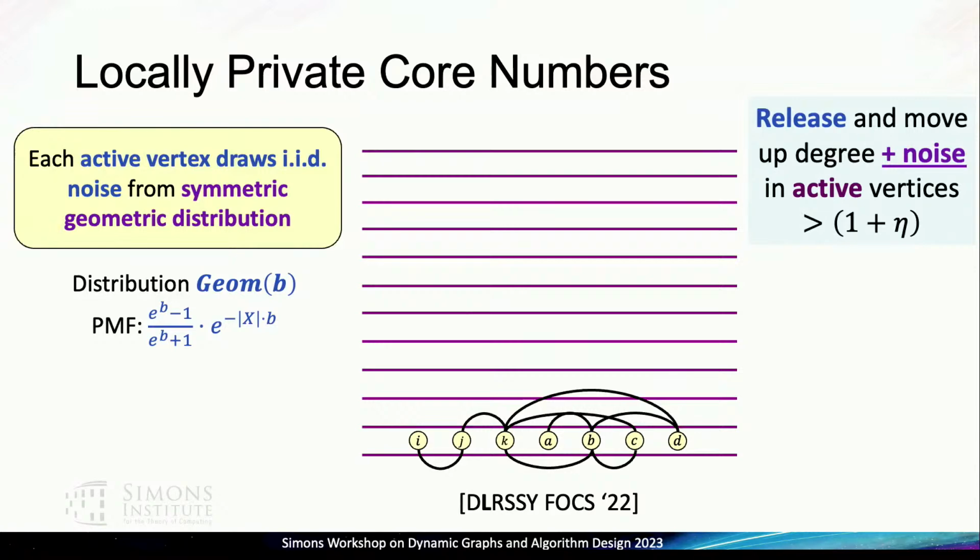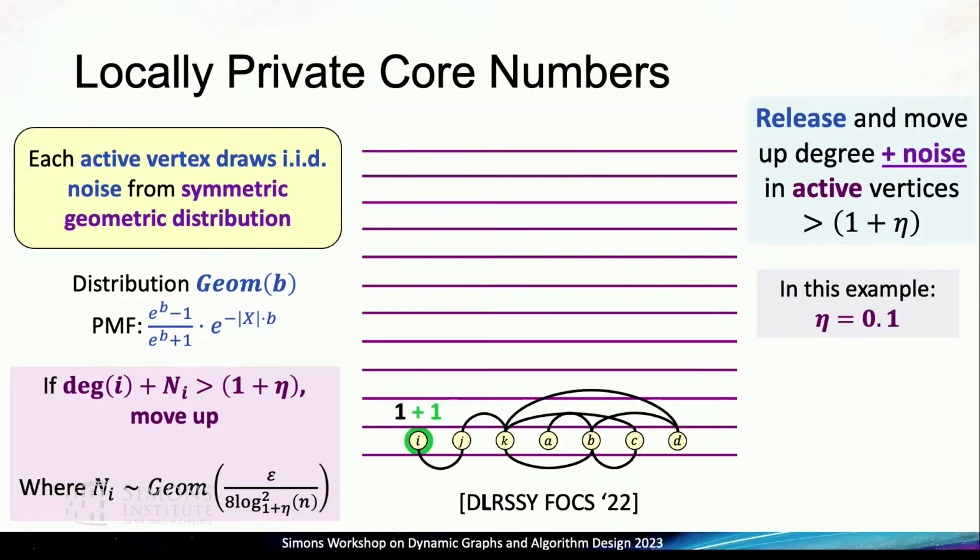Now, the only change that we make is that when we're determining whether the vertex moves up, we draw this independent noise from this geometric distribution. So the PMF is given here for the geometric distribution. And once you draw this noise, you add this noise to your induced degree for your active vertex. And the sum of the noise plus the induced degree determines whether your vertex moves up. And that's it. So the only difference is the algorithm remains the same. You add this noise to determine whether the vertex moves up or not.